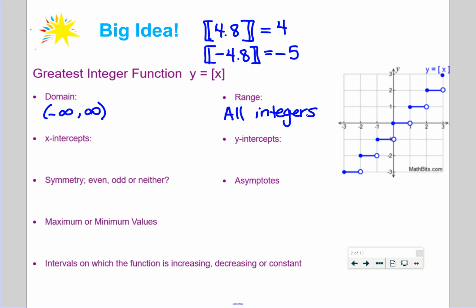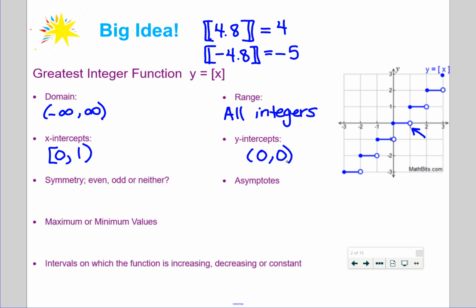X-intercepts, where it touches the x-axis, there's a whole little horizontal line on the x-axis, starting at 0 with a solid dot, all the way to 1 with an open dot. Okay, so that's that little horizontal line on the x-axis. Where does it cross the y-axis? Just at 0 at the origin. It's the only place we have a point, a solid point.